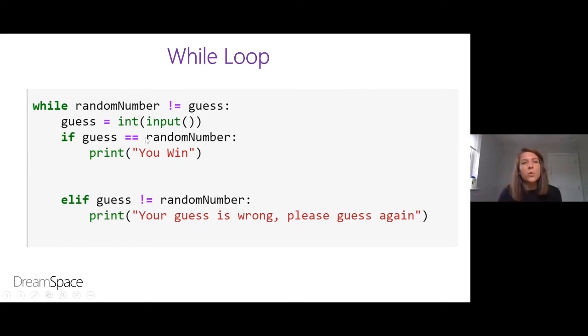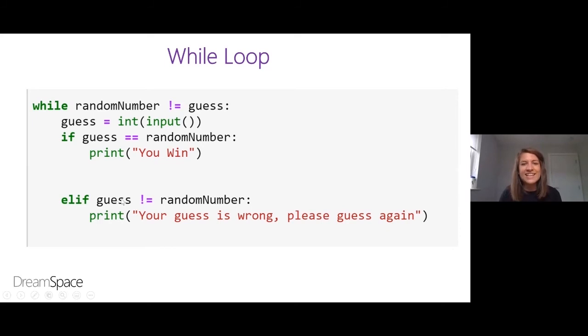So while random number is not equal to guess. What's going to happen is we're going to import random, like what we did for our home challenge this week. We're going to get it to pick a random number, and then we're going to get the user to guess. And we're saying, while the random number that was selected by the program is not equal to the guess from the user, then do this. So the user inputs a guess, so integer input. And then we're saying to the program, if the guess is equal to the random number, print you win. So that's perfect. We've seen this before with our conditions.